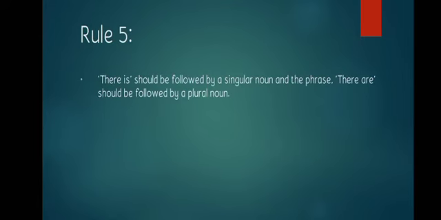Rule number 5. What is the difference between "there is" and "there are"? The phrase "there is" should be followed by a singular noun, and the phrase "there are" should be followed by a plural noun. Here are some examples. There is a squirrel in my pants. Next, there are birds in the tree.